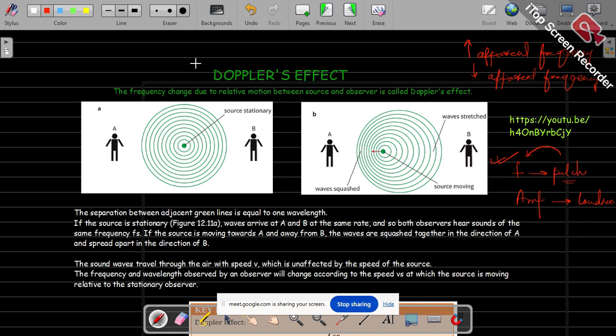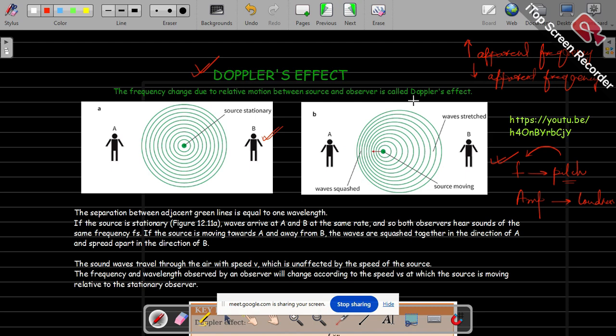What is Doppler's effect? Doppler's effect explains that whenever the source of sound is moving, there is a shift, a change in the frequency. Compared to the original frequency, the frequency you perceive or observe is slightly different. This shift in frequency due to relative motion between source and observer is called Doppler's effect. In this case, the observer can be us, any person who is observing, and the source is the source of sound.